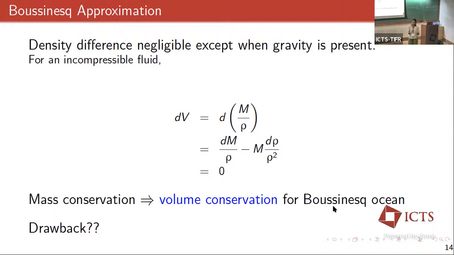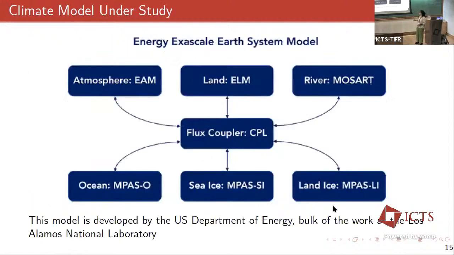Yes, density, that is fine. So because density variations will not take place, we have this volume conservation. But can you think from a global warming point of view, what will it imply? What is a drawback? Yes, exactly. It will not account for sea level rise. Sea level rise is not accounted for.